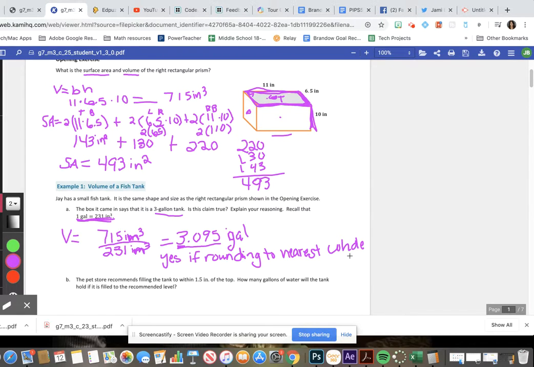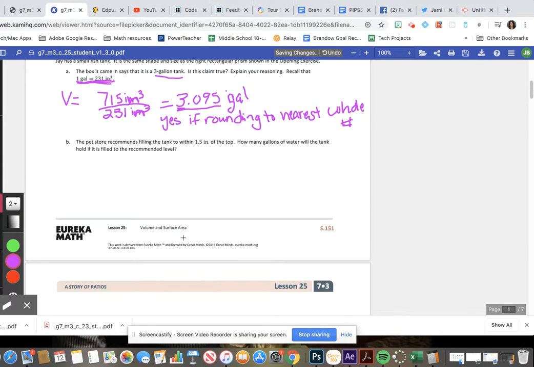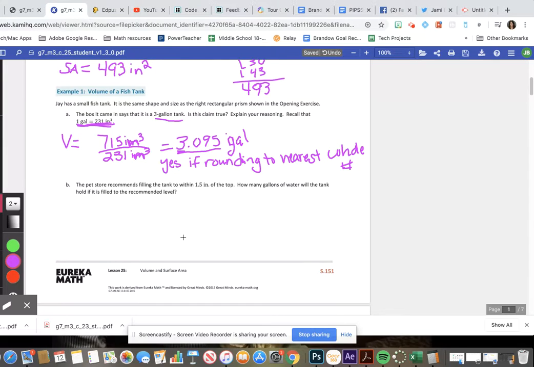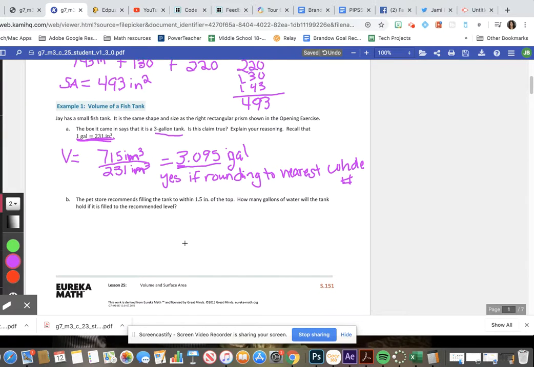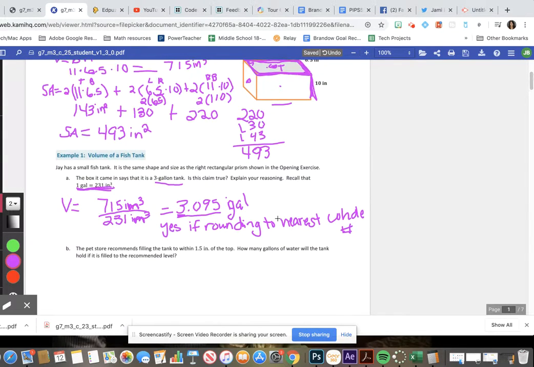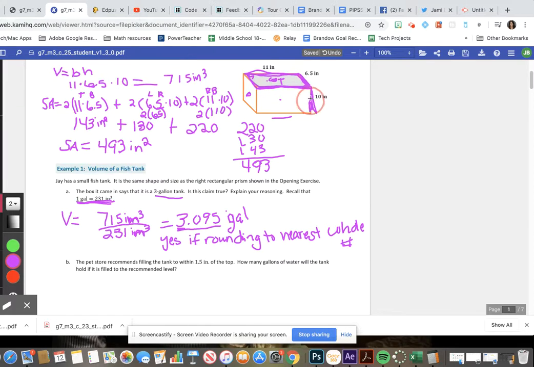I'm going to use whole number. I'm going to use a pound sign for number. Okay, B says the pet store recommends filling the tank within 1.5 inches from the top. So they don't think that you should fill it all the way to the very top, that 10 inches. They just want you to fill it up to here, the 1.5 from the top.